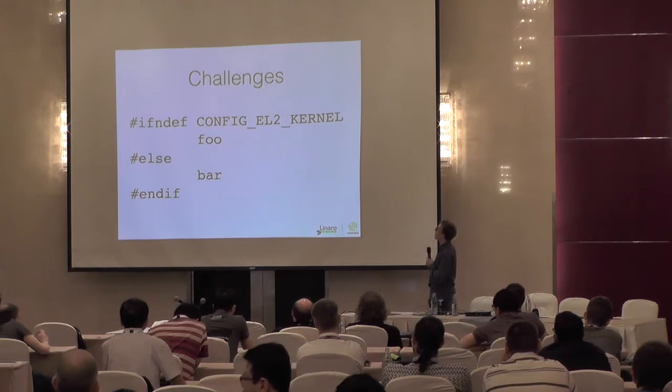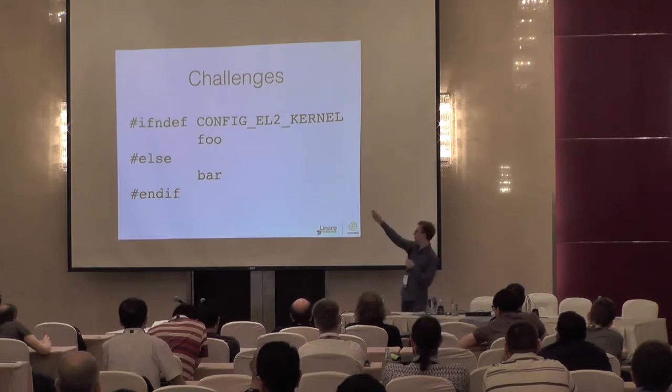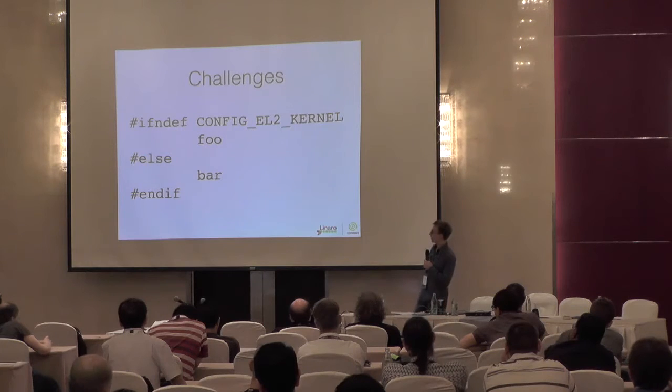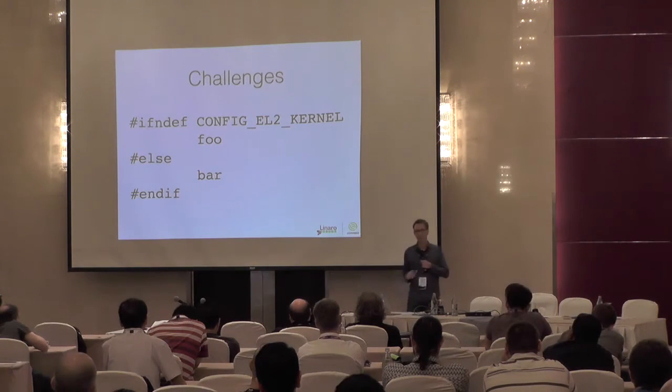There was this thing about ifndef CONFIG_EL2 kernel, which is what I have right now scattered all over the kernel. Foo is the stuff that used to be there, and now I put in the bar. This is not pretty, so I have to look at all of it, basically, and figure out nicer ways of abstracting that and how invasive that'll be.